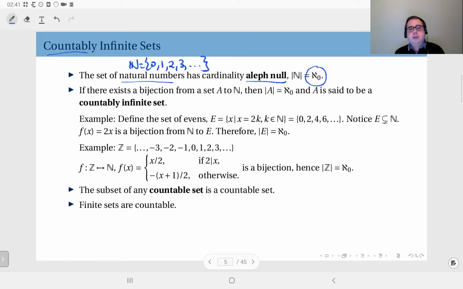Let me repeat this. It doesn't mean that you start counting it and you can actually reach the end. It means there is a procedure by which you can refer to each element of this set in a distinct way, in a unique way, let's say. Now, that's the definition. What about the other sets that we can refer to? The definition of a countably infinite set is given here: if there exists a bijection from a set A to the set of natural numbers, then we say that the cardinality of set A is aleph null, and set A is said to be a countably infinite set.